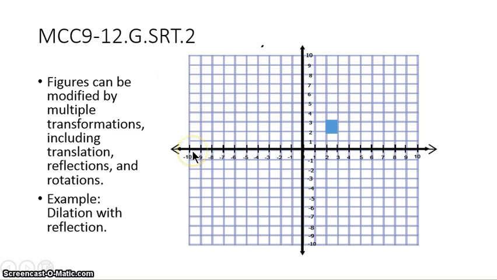Figures can be modified by multiple transformations, including translation, reflections, and rotations. For example, dilation with reflection. That's a combination of a similarity and congruence. In this case, this figure has been dilated, rotated, and reflected across the x-axis in order to get it to this point.